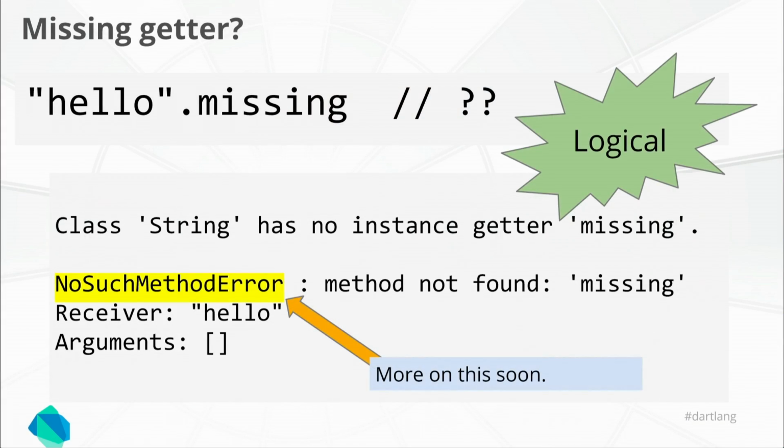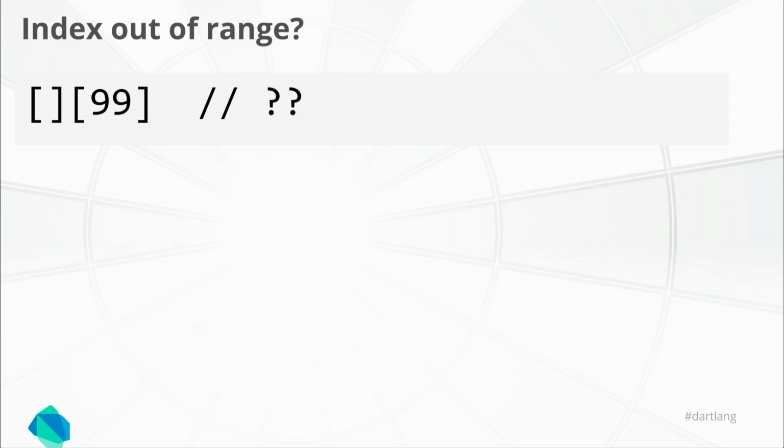Well, that's exactly right. If you access a missing property on an object in Dart, you get a no such method error because Dart knows it doesn't exist because it wasn't declared. Let's look at list access.